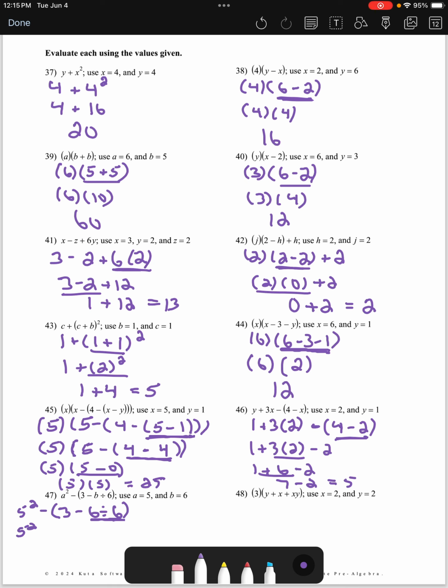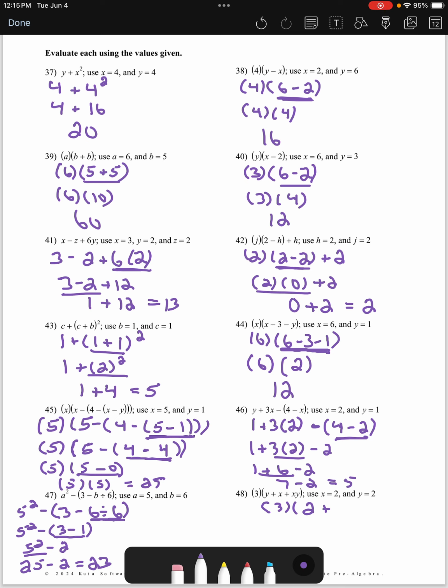So here's what I'm doing first. 6 divided by 6 is 1. Then I have to do the subtraction. Then the exponent. And finally, I can subtract 2 from 25 and have an answer of 23.